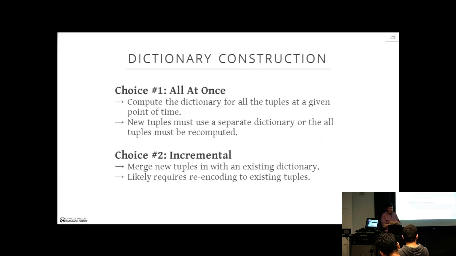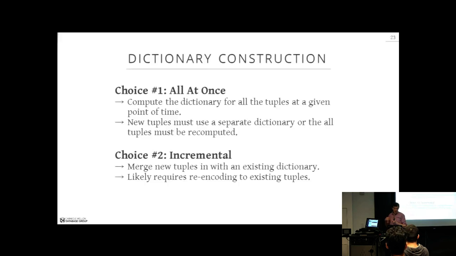All right, so the first issue we have to deal with is when do we actually construct the dictionary? The easiest way to do this is just compute the dictionary for the entire segment of data all at the same time. You can think of this like if you bulk load a bunch of information into your database, you'll stop the world, scan everything, and compute your dictionary. And then any time you have new information come in, you don't want to update the existing dictionary. You want to put the new tuples in a separate dictionary that's different, but still has unique values from the first one, or you need to do a rescan on the entire data set and recompute the entire dictionary all over again. Okay?